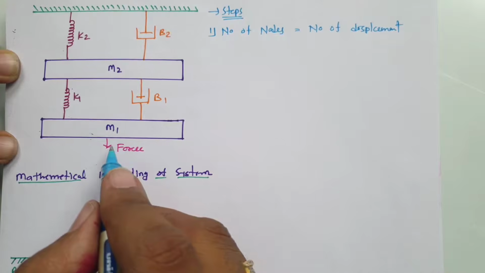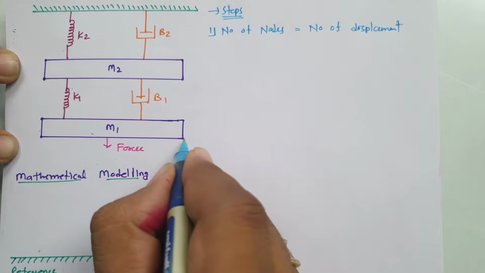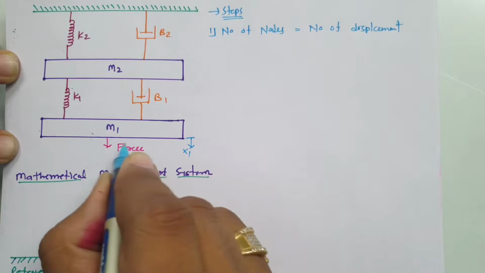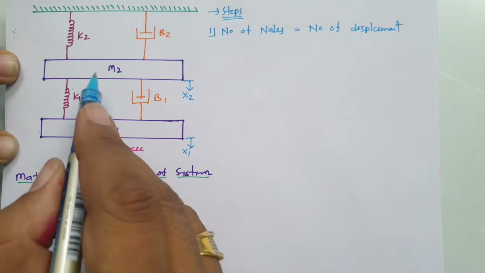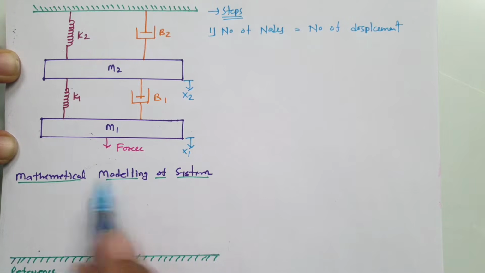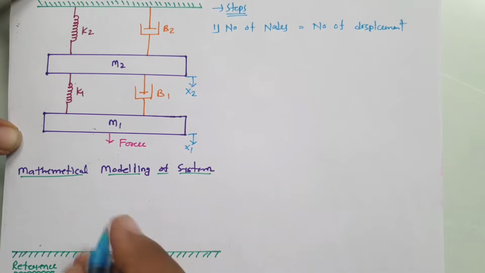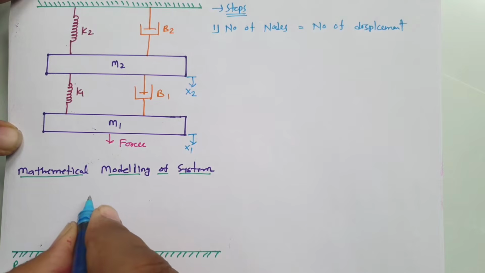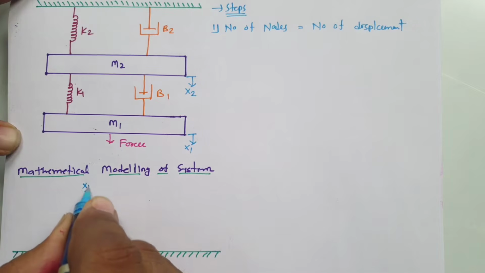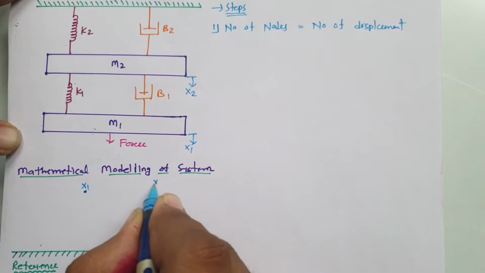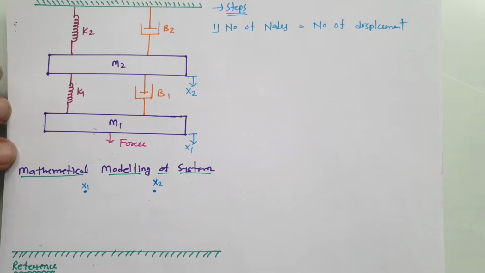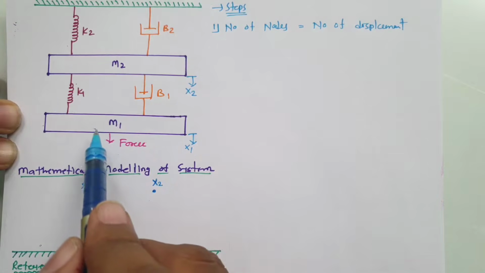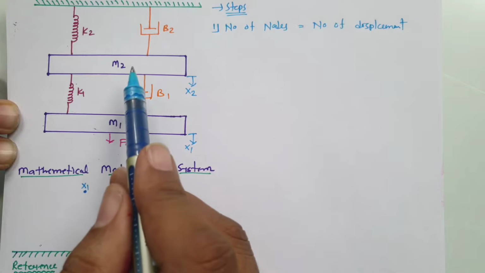Now you see, after applying force F, there will be displacement x1 which will happen with this mass m1, and displacement x2 that will happen with this mass m2. So in the mathematical modeling, I will provide two displacements here: one is x1, and the second is x2. Now, in the second step, we need to connect masses from the node to the reference.